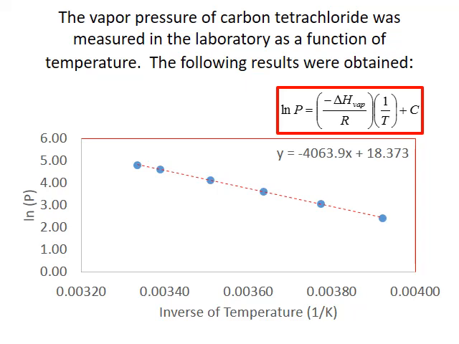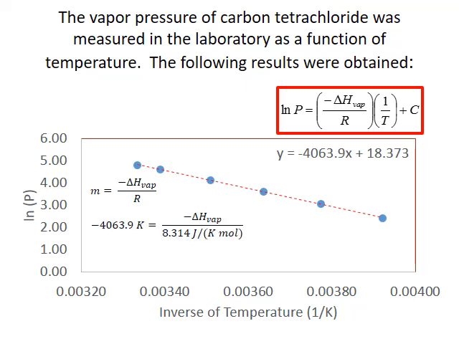A linear regression analysis can then be applied to this data series. I used Excel to insert a linear trend line and determine the best fit equation for this data. You can also use a graphing calculator to do this linear regression analysis. According to the linear form of the Clausius-Clapeyron equation, the slope of the line is equal to the negative of the enthalpy of vaporization divided by the ideal gas constant, R.